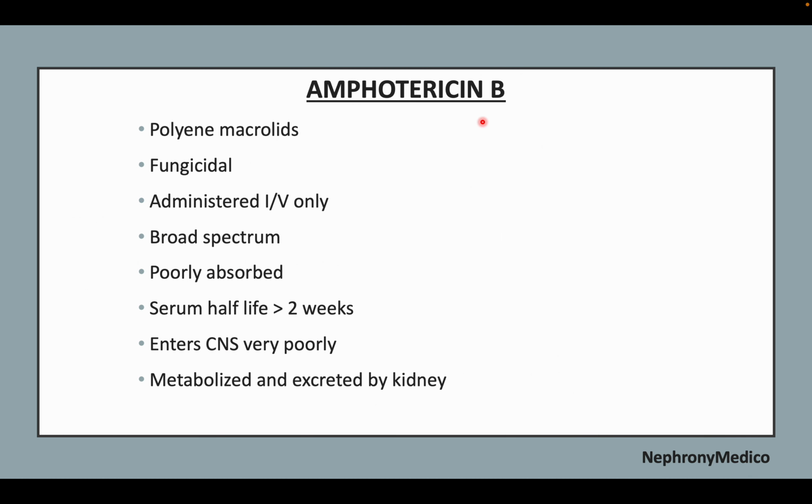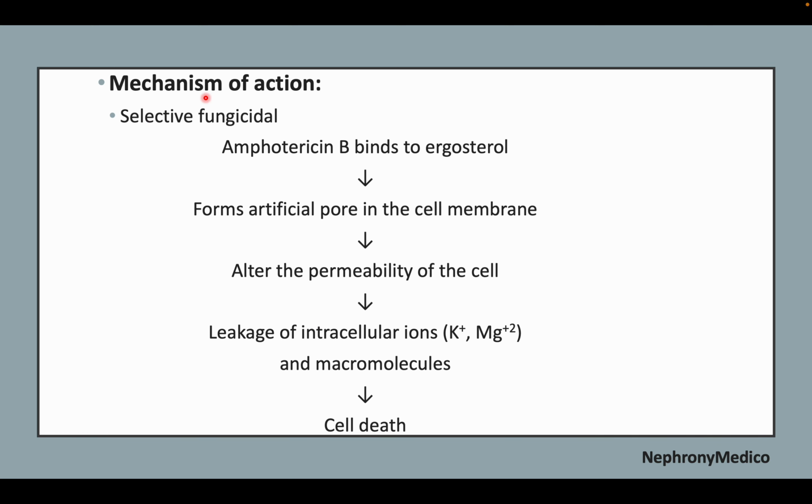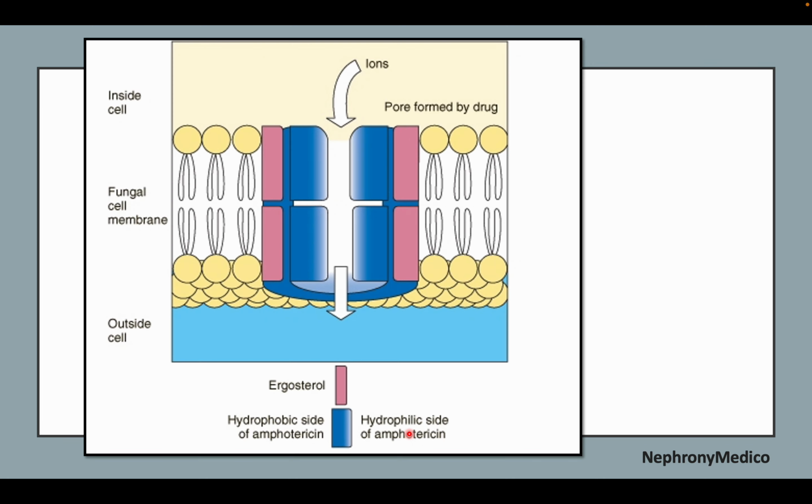Now, amphotericin B is a polyene macrolide and it is fungicidal. It is administered intravenously only and it is broad spectrum. It enters the CNS very poorly. The mechanism of action is amphotericin B binds to ergosterol, forms artificial pores in the cell membrane, alters the permeability of the cell, leakage of the intracellular ions like potassium, magnesium, and macromolecules, and cell death occurs.